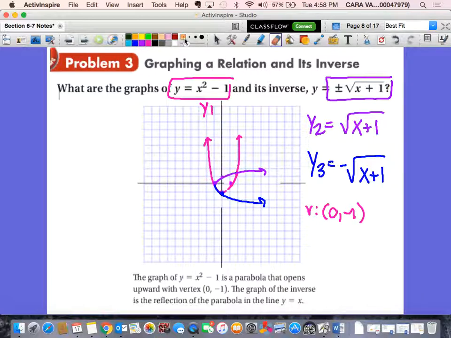Now I want to take this a step further. I want you all to tell me if these are functions or not. So with the y equals x squared minus 1, does that pass the vertical line test? It sure does. So that is a function. Now remember, back from chapter 2, if you want to find if something's a function, you can look to see if the x values repeat, or you can look to see if it passes the vertical line test. So our original equation, y equals x squared minus 1, does pass the vertical line test. However, the inverse does not pass the vertical line test. Thus, our inverse would not be a function.